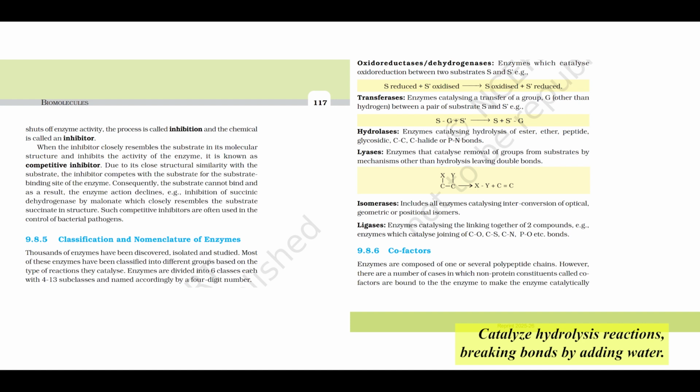3. Hydrolases. Catalyze hydrolysis reactions, breaking bonds by adding water. Think digestion, breaking down proteins, carbs, fats. Hydrolases break bonds with water. 4. Lyases. Catalyze the removal of groups from substrates, but not by hydrolysis, often forming double bonds or rings, or the reverse reaction. Lyases remove groups, not water, often make double bonds.